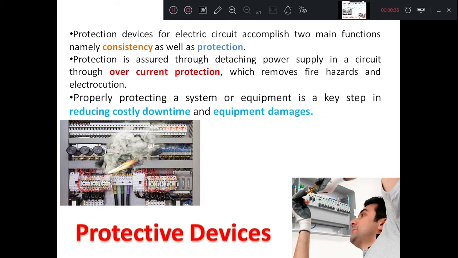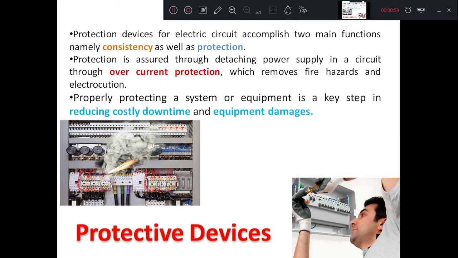contact. There are different types of protective devices we're studying in this particular session, that is fuse, miniature circuit breaker, as well as earthing. First we'll see what we mean by the protective devices.